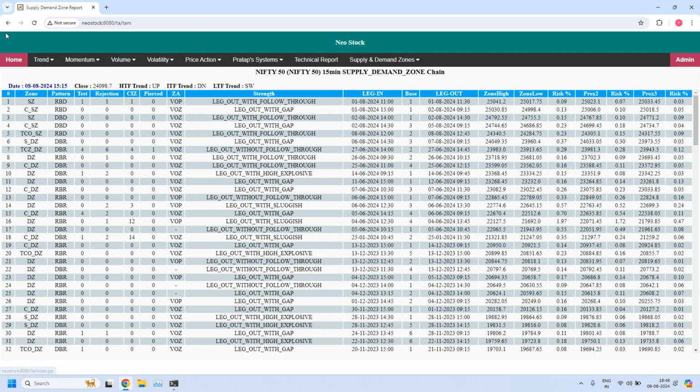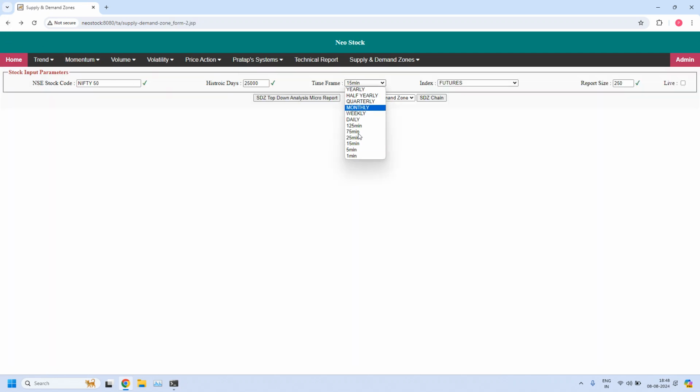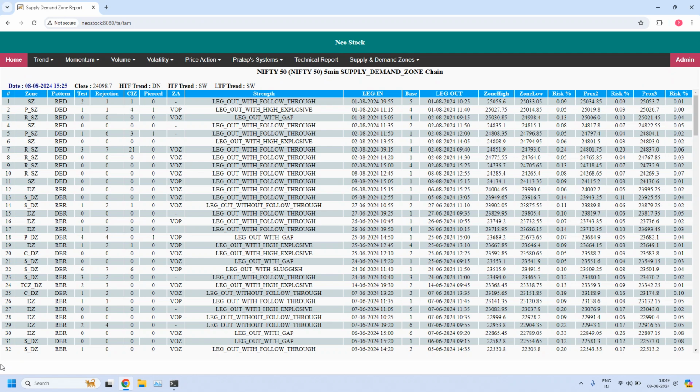And the last time frame is 5 minutes. Now I am generating 5 minute supply demand zone chain for Nifty. So this is about Nifty supply demand zone chain. Next we will generate Bank Nifty supply demand zone chain.